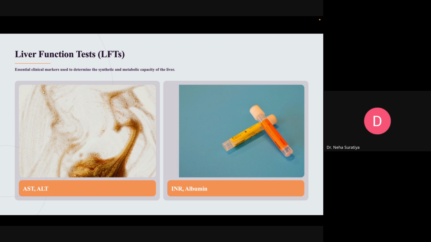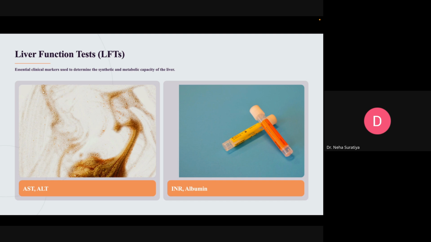So yeah, dose adjustment decisions majorly rely on INR and albumin as compared to AST, ALT and the ratio of AST, ALT alone. So we cannot always focus alone on AST, ALT and the ratio of it. But yeah, dose adjustment decisions rely on INR and albumin. Please remember these things, very important.